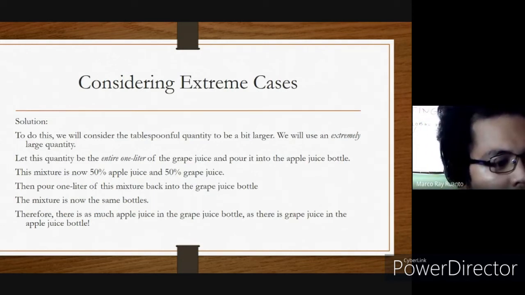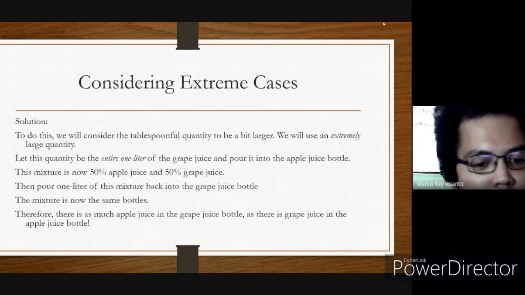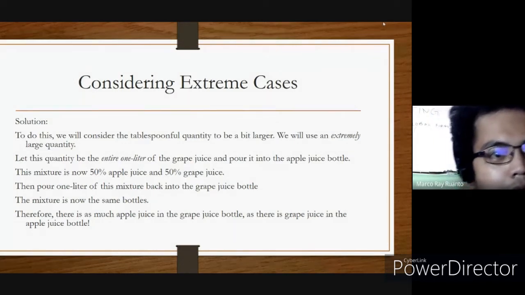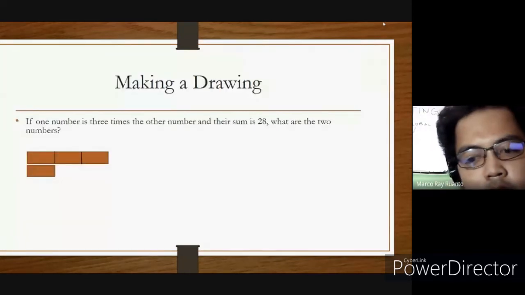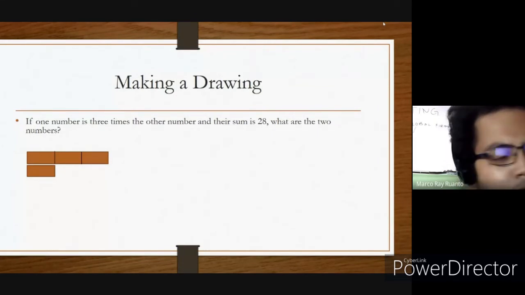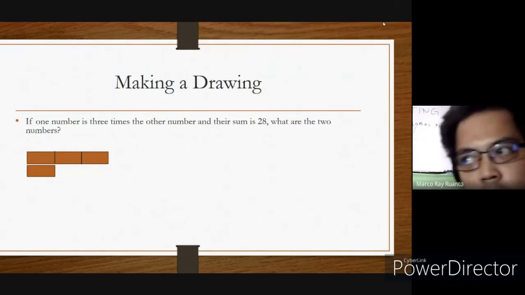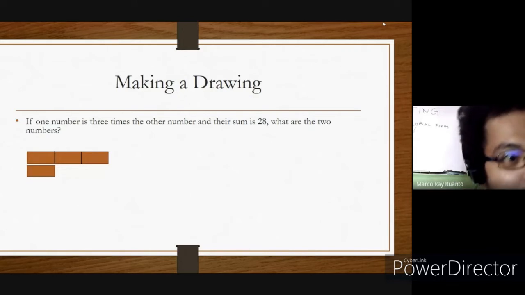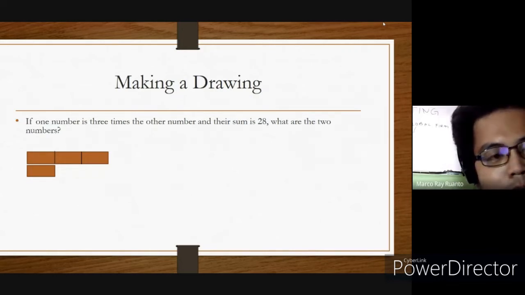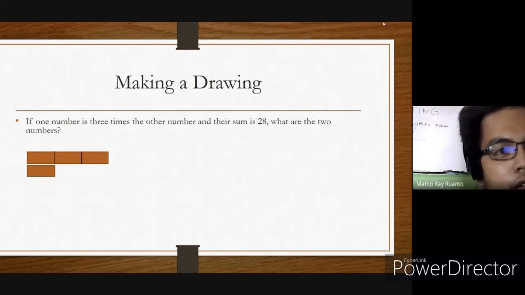So I will just continue on to the next strategy. The next strategy is making a drawing. I guess if you have solved the last problem related to sets, some of you did apply the Venn diagram. A Venn diagram is an example of a making drawing strategy. So let us apply the making drawing strategy in solving this problem.